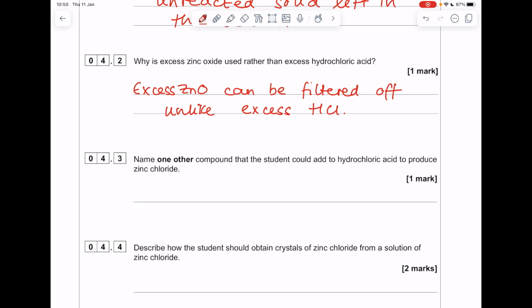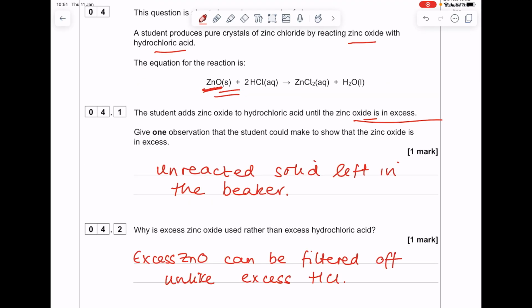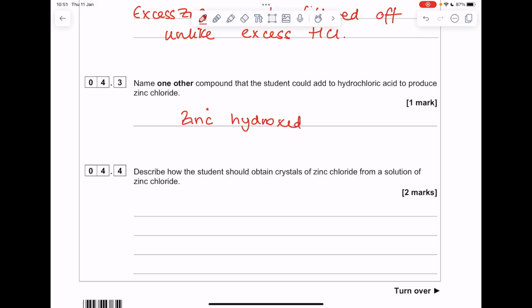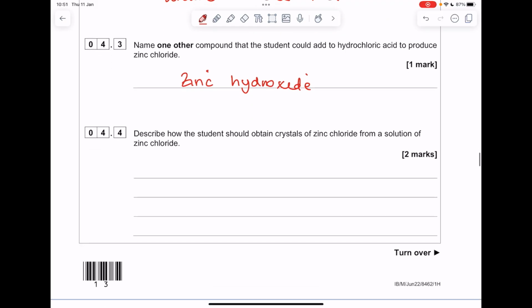Name one other compound that the student could add to hydrochloric acid to produce zinc chloride. Well, let's have a look at this reactant. Rather than the zinc oxide, we could have used zinc hydroxide or zinc carbonate. You could write the formula here if you prefer.